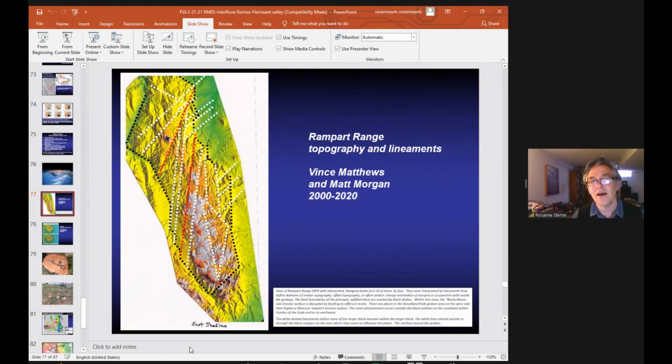I'm happy to look at stream capture, but I think there's a much bigger force going on here, and that's these domes that are hundreds of miles across. They're truly first order processes going on.